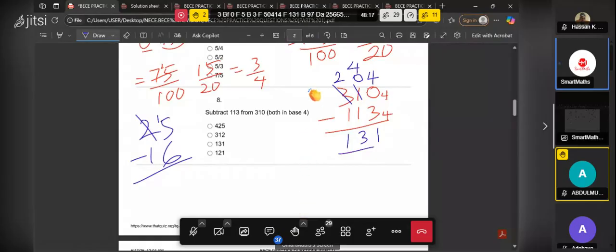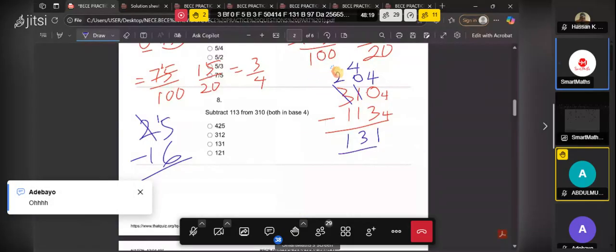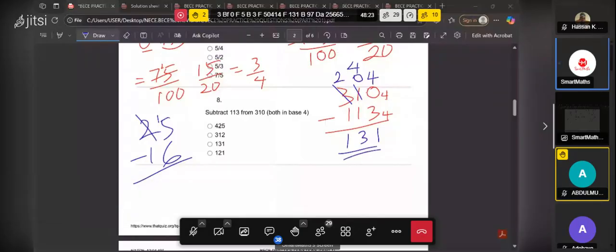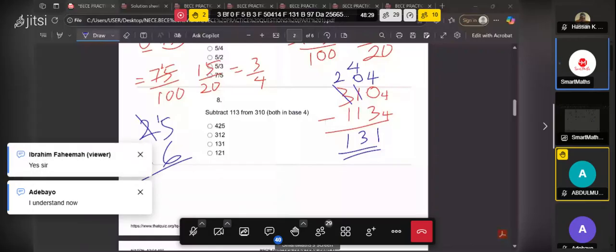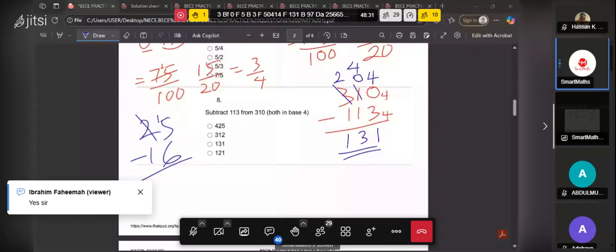All right, okay, clear. This side, I don't see any. That's good. I can see Adebayo. Okay, I understand now. Good, yes, sir.